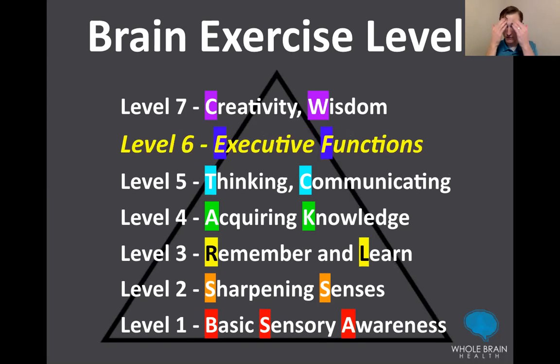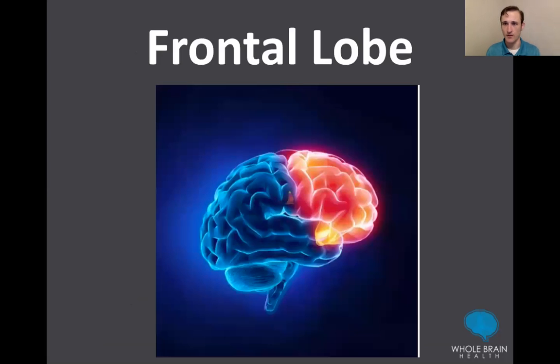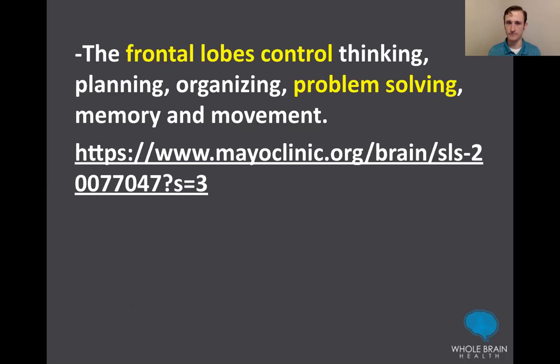So we're going to be working the front part of our brain, the frontal lobe, which is in charge of a lot of different functions. But in this case, it's going to be about deciding which answer is correct, and also maybe thinking a little bit outside the box, so our abstract conceptual thinking. And this is what the Mayo Clinic categorizes the functions of the frontal lobe as: controlling thinking, planning, organizing, problem solving, memory, and movement.